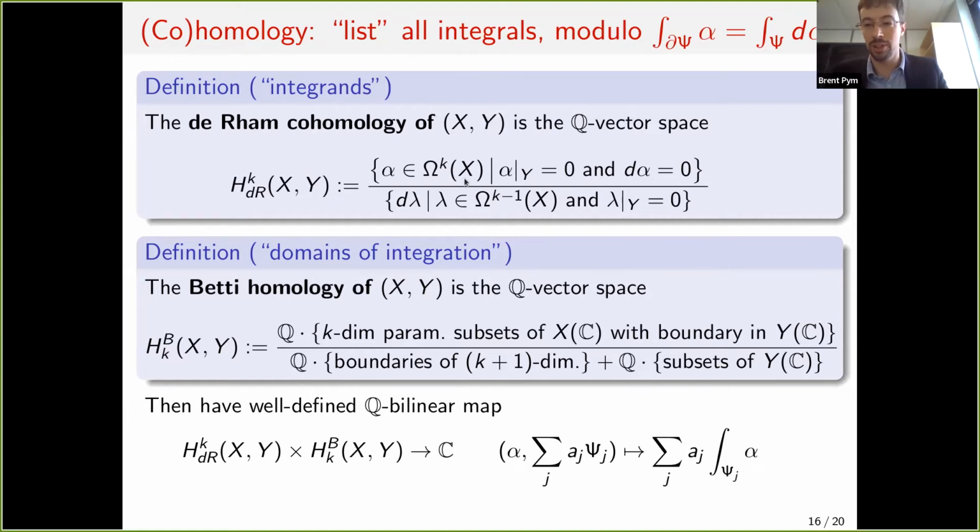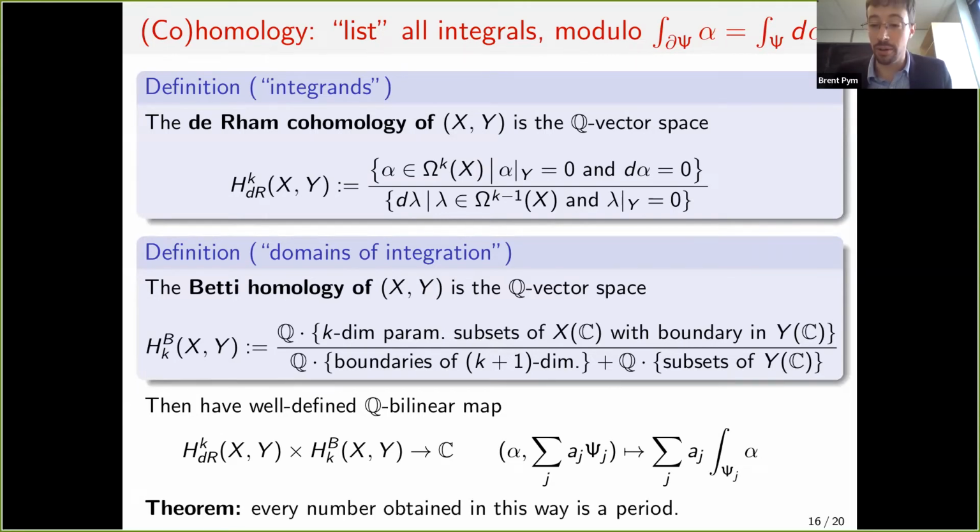Okay, so these are some vector spaces, and the integration which we've defined gives a way to take an element in the de Rham cohomology, so that's like a form, and an element in the Betti homology, which is like an integration domain, and then you can pair them by integrating to get a number. So this gives a bilinear map. And a theorem is that every number which you can obtain in this way is in fact a period. So this is a much more sophisticated setup, but at the end of the day, the numbers which you obtain in this way are exactly the numbers of the type we described at the beginning. They're periods in the sense of Kontsevich and Zagier.